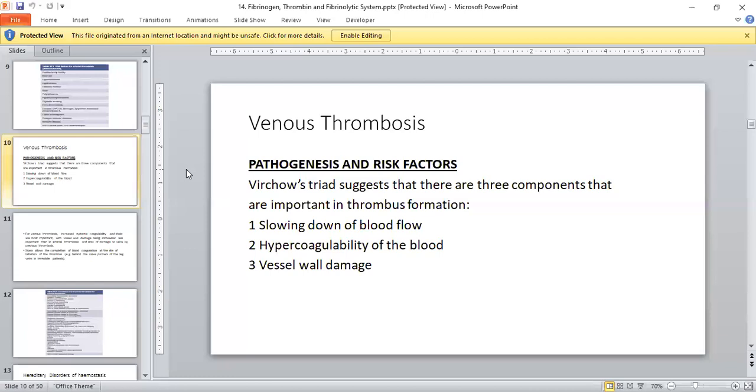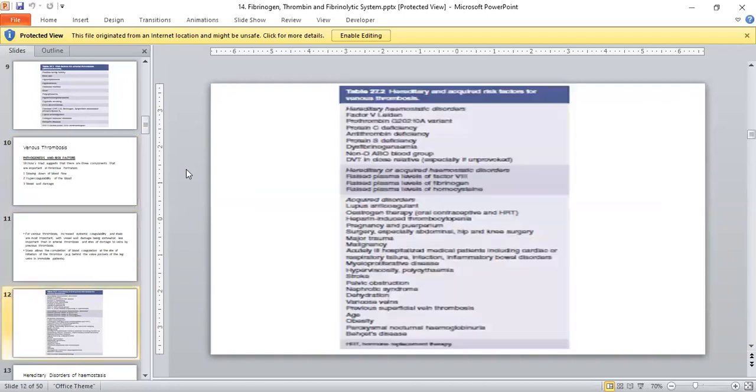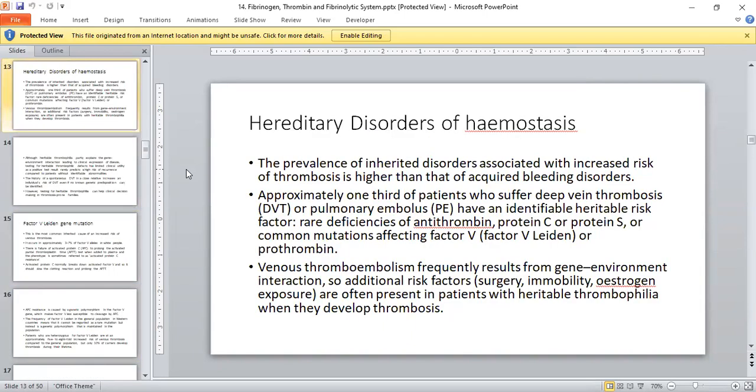The first one is the slowing down of blood, or stasis. The second one is hypercoagulability of blood. And the third one is vessel wall damage. So those are the three components of Virchow's triad. So it's just a discussion of Virchow's triad.